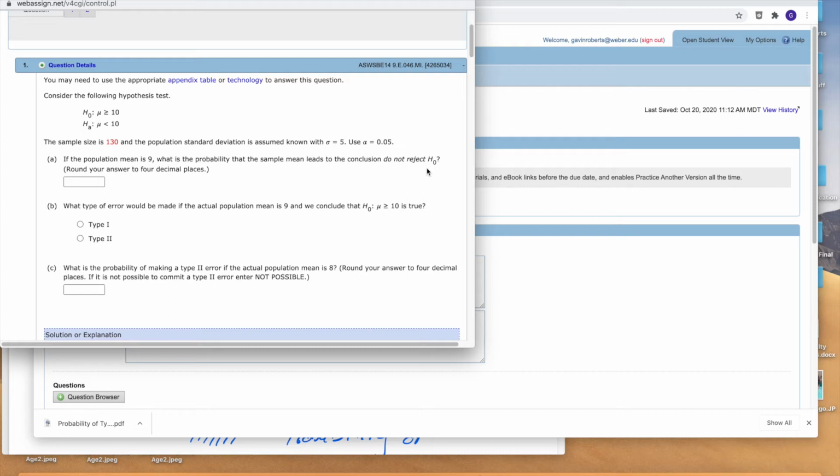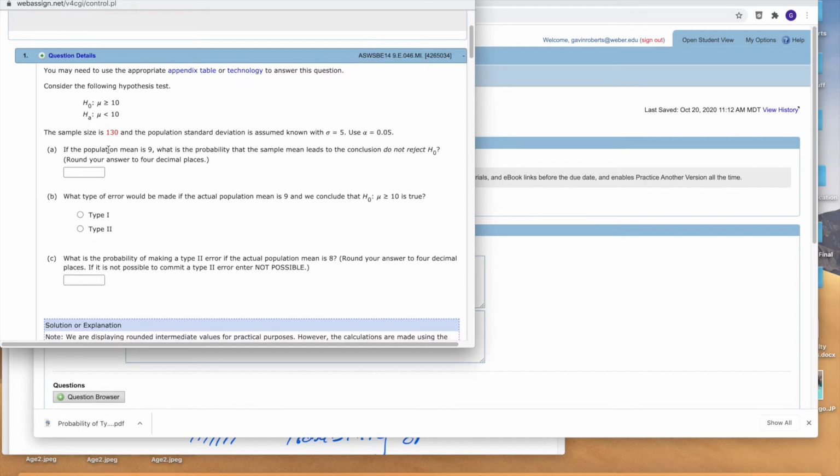Consider the following hypothesis test. The null hypothesis is that the true average mean is greater than or equal to 10. The alternative is that the true average mean is less than 10. So we have a lower tailed test, a left tailed test. We're only looking for values below the null mean to see if we should reject or not reject. The sample size is 130 and the population standard deviation is assumed known with sigma 5, alpha is 0.05.